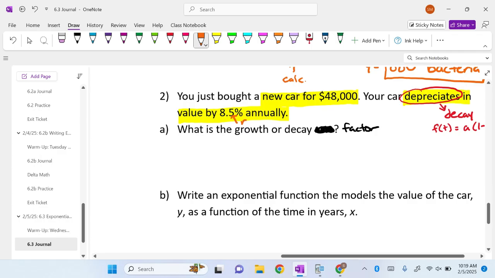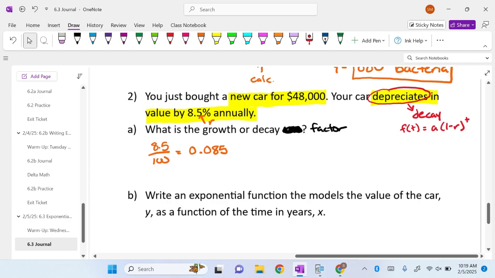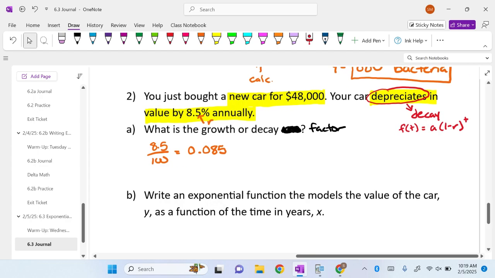So I'm going to convert that to a decimal first. So 8.5 divided by 100. You can put that in your calculator real quick. You should get 0.085. What do I do next? So we're finding our decay factor. So similar to the example that said 7% decay. What do we do next?